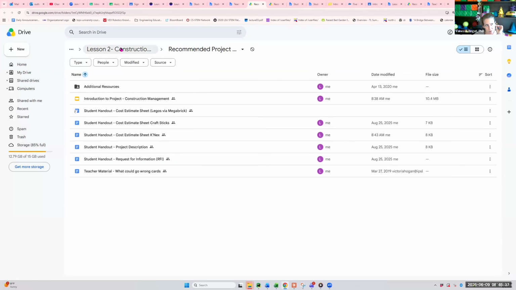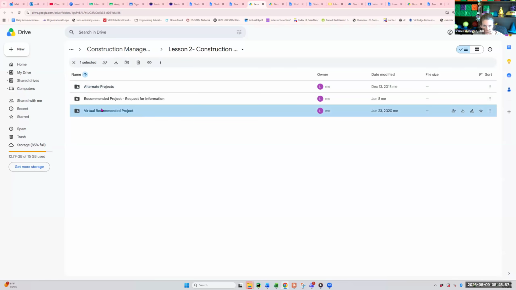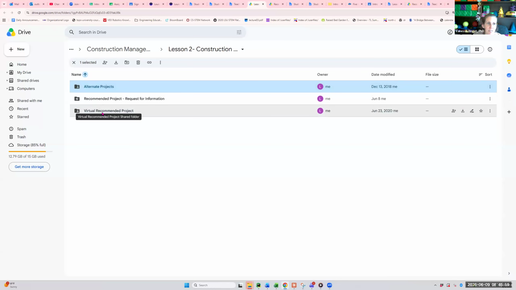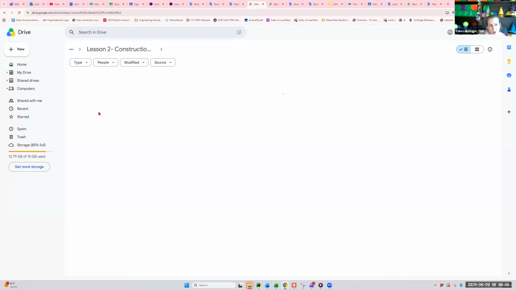One thing I can mention is that we do have alternative projects built out for some of these. You do have access to the root Google Drive. If you go to Shared with me in your Google Drive, you'll see the Intro to Engineering folder. We have alternative projects and virtual recommended projects. We don't have these in LTP because the expectation is to do the recommended project.